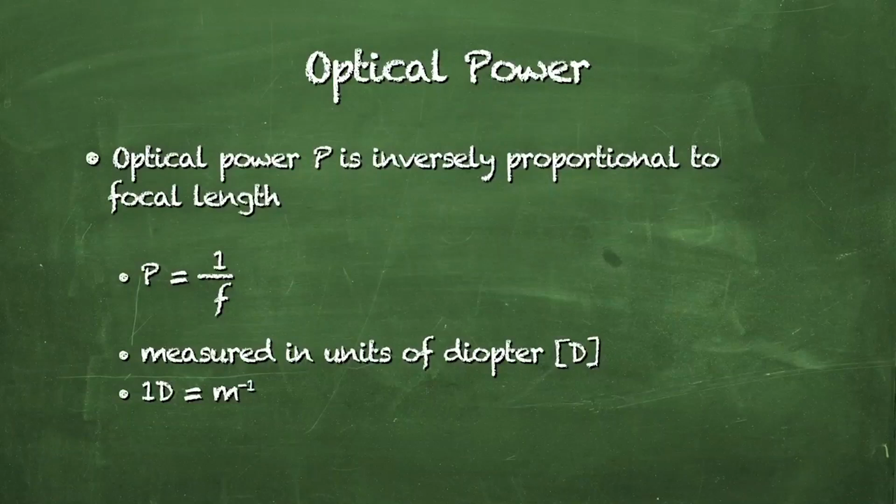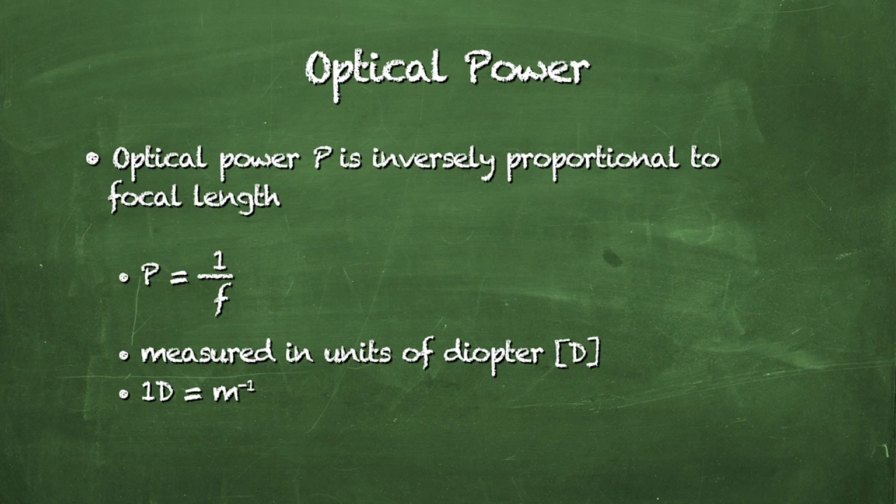Optical power, which is represented by a capital letter P, is inversely proportional to focal length. So P is equal to 1 over f. And optical power is measured in units of diopter, which gets a capital D. So 1 diopter is simply 1 over a meter, or 1 meter to the minus 1. And this is the term that you'll hear if you go to your optometrist. They'll prescribe your glasses or your contact lenses in units of diopter.